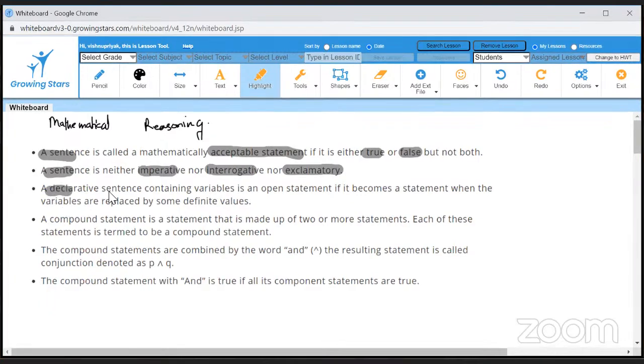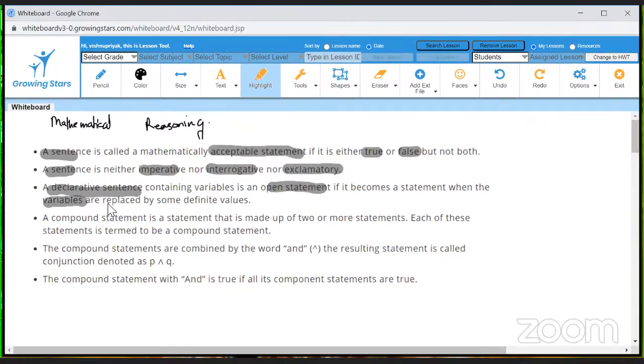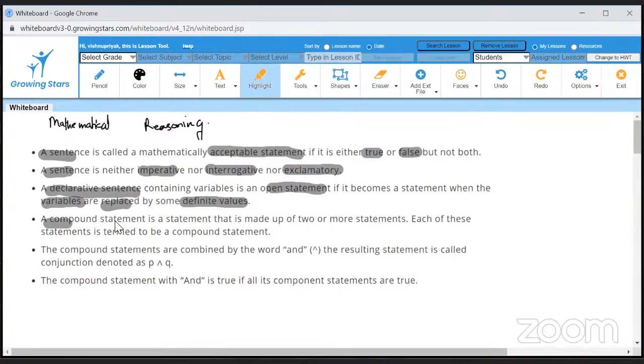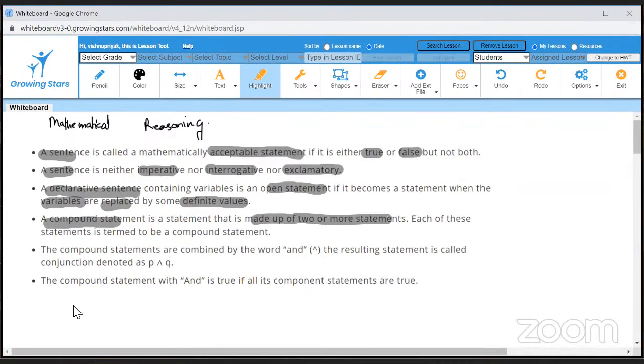A declarative sentence means it is an open statement. In this open statement, variables can be put or replaced by many values, whatever be the values, correct values. A compound statement is made up of two or more statements.